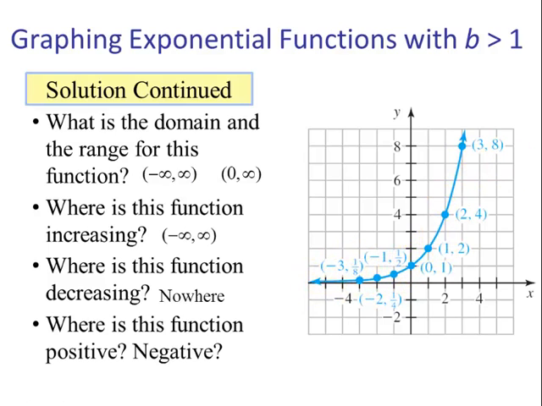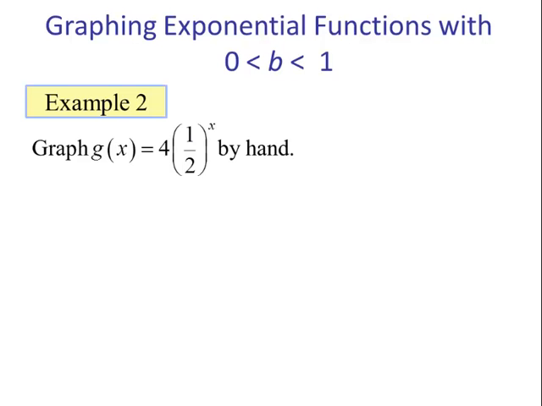Where is the function positive? That's asking where are the y values, the outputs, positive. As we can see, this graph covers quadrants 1 and 2. Quadrants 3 and 4, where y's are negative, have no part of the graph in them. So the function is positive for all real numbers, and the function is negative nowhere. It's the empty set.